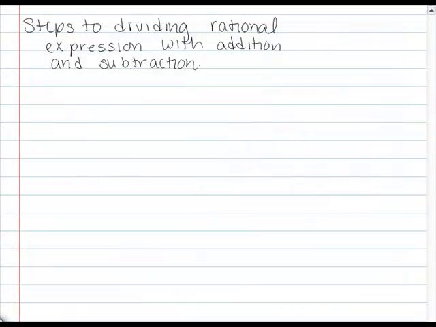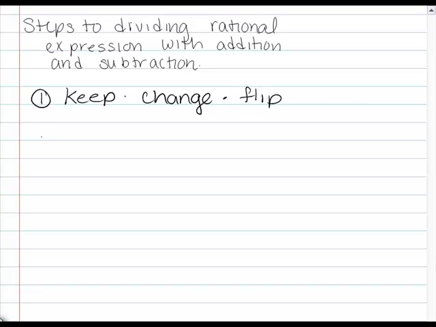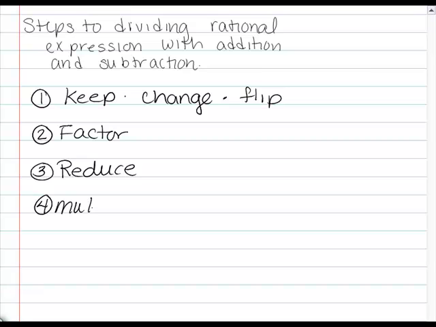Okay, so these are the steps for dividing rational expressions with addition and subtraction. And they're going to be very similar to our multiplication. Again, the only thing that's really changing is that first step, which becomes we need to keep our first fraction, change the division to a multiplication, and flip our second fraction. Okay. After that, we want to make sure we can't factor anything, and we want to factor anything we can. Step number 3 is to reduce or cancel. And step number 4 is to multiply whatever we have left.